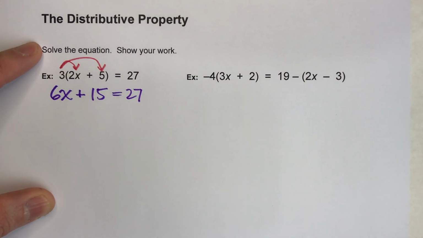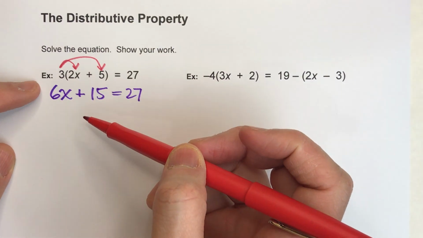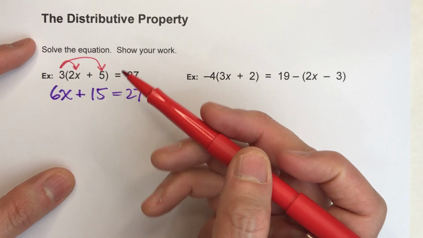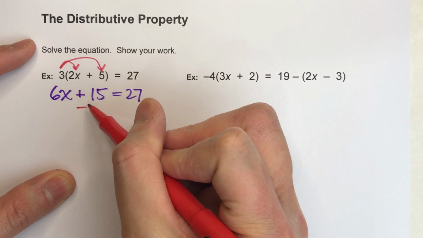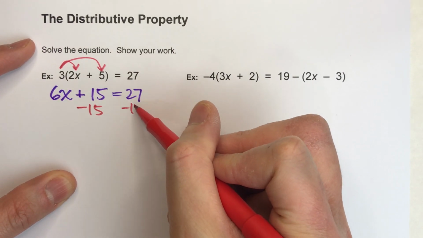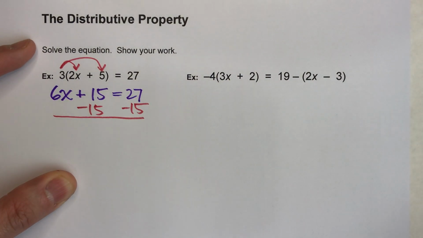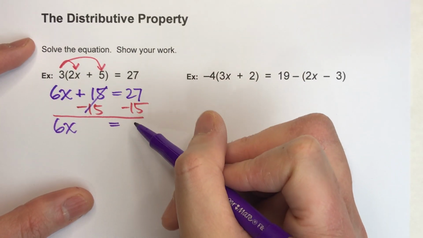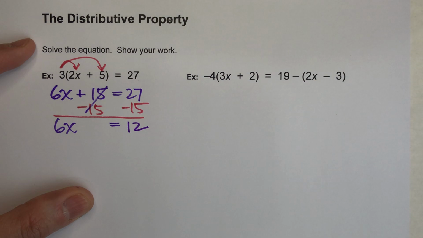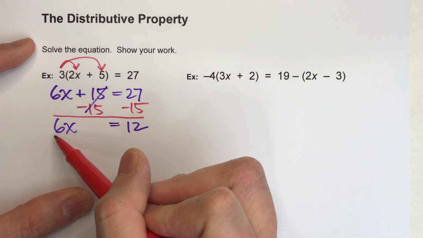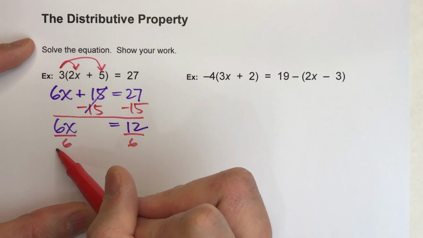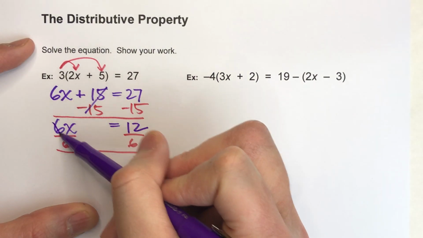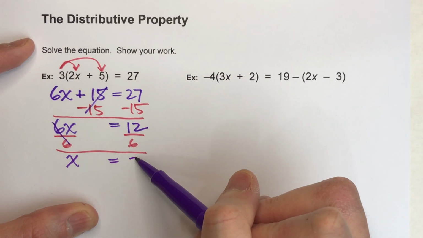All right, but once we've done that, we don't have parentheses anymore, and now we can just solve it like normal. To undo plus 15, we're going to minus 15 from both sides of the equal sign. The 15s undo each other. 6x drops down. Equals drops down. This is 12. And then last step, we're going to divide both sides by 6. And we end up getting x equals 2.